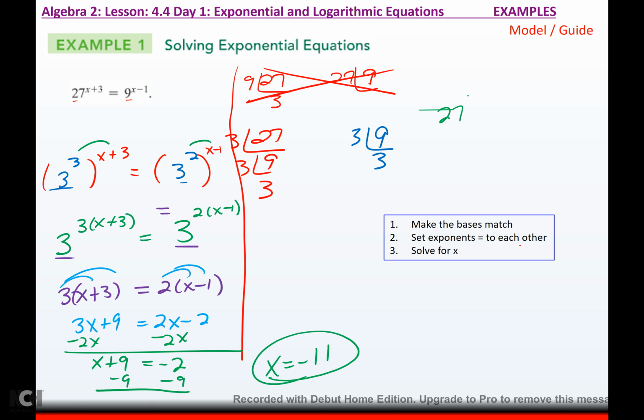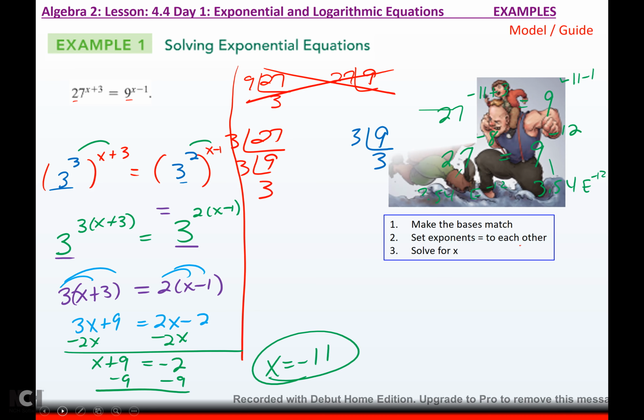If I do 27 to the negative 11 plus 3 equals 9 to the negative 11 minus 1, that would be 27 to the negative 8th equals 9 to the negative 12th. If you type in 27 caret negative 8, you get 3.54 e negative 12. And if you type 9 caret negative 12, you get 3.54 e negative 12. They're worth the same amount. You don't have to check it, but you can.